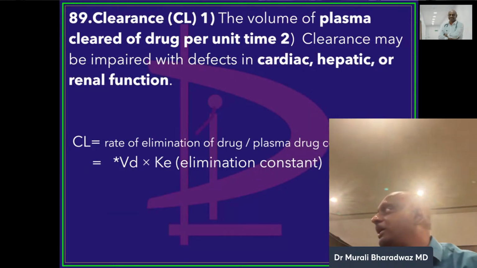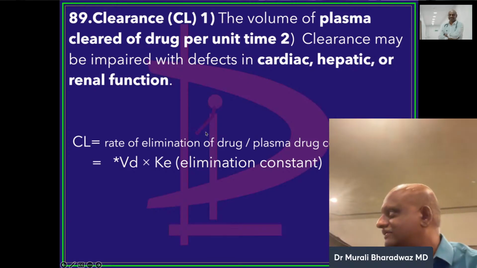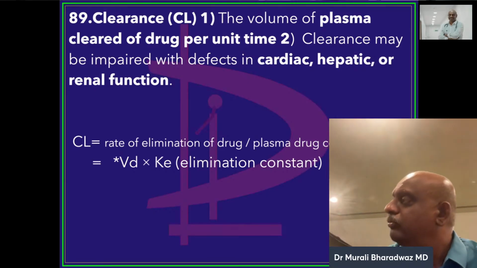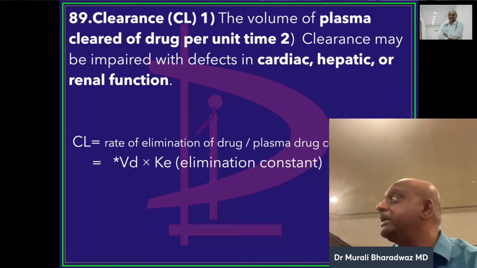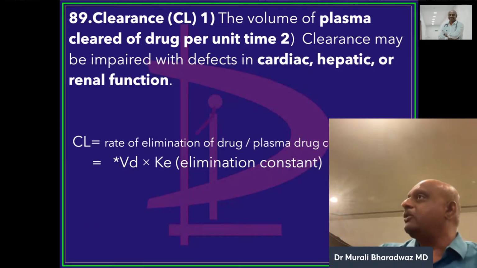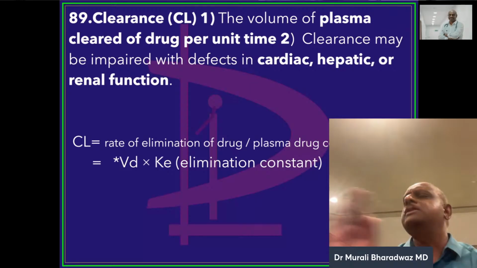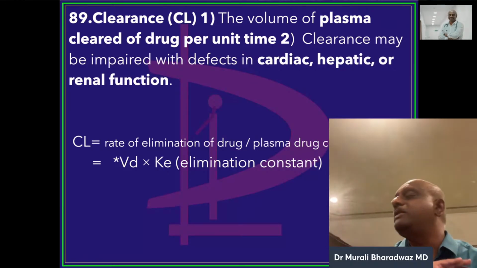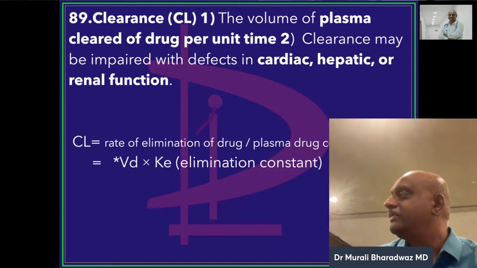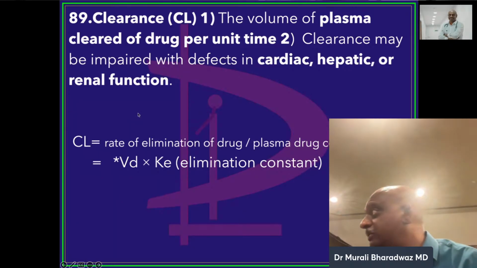So clearance depends on what? It depends on the rate of elimination of the drug. More the elimination, more is the clearance. Inversely proportional to plasma drug concentration. If the plasma drug concentration is high, it means clearance is very slow. If it is low, it means clearance is high. So clearance is equal to rate of elimination divided by plasma concentration. And that is equivalent to elimination constant into volume of distribution.